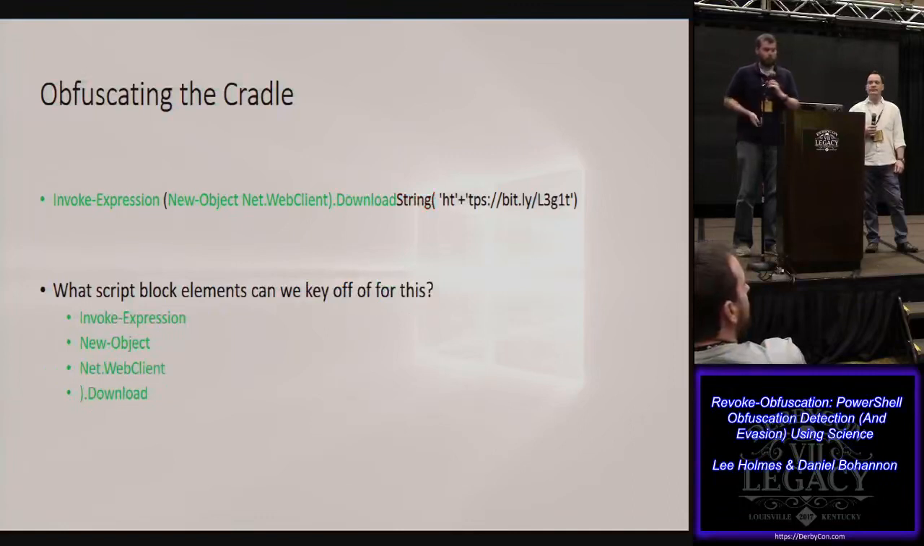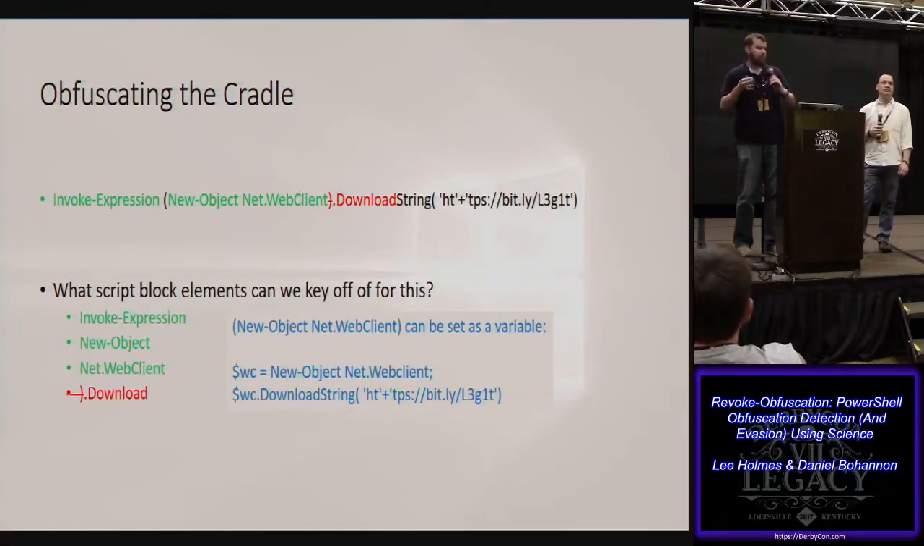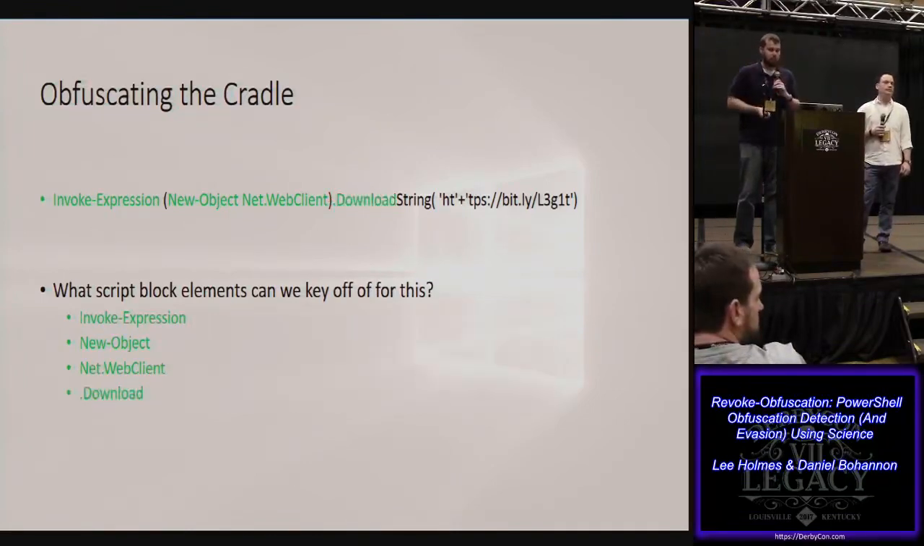So we'll do that. This parenthesis actually isn't really necessary because that new object net.webclient, we could actually just set that into a variable. Some frameworks do this and they call it WC, and then we just say variable name .download string. So again, we're trying to find the least common denominator in this syntax to make sure that we're starting at the base, so we're not making bad assumptions of what an attacker has to have in their command. So we'll remove that parenthesis.